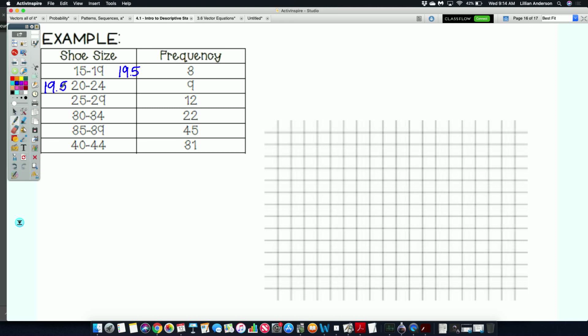What about for the second class? What's the halfway point? So for your second class bar, it's going to go all the way to 24.5, and then the third class is going to start at 24.5. Keep going. So you'll go to 29.5 and start at 29.5.